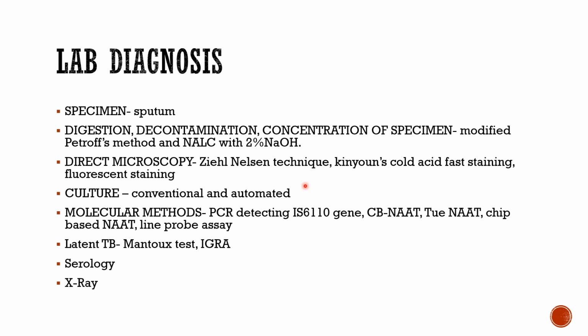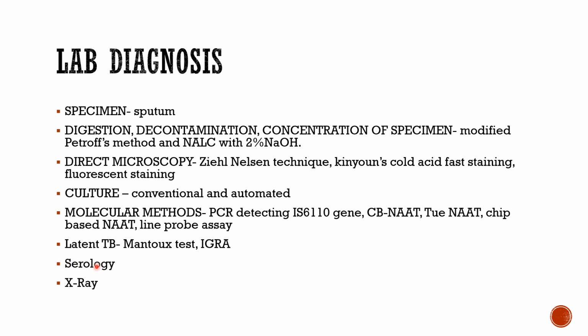Then we have the culture identification method by Maltitov method. Antigen detection is done by ICT. Next, we have the molecular methods. For molecular methods, we'll be using PCR detecting IS 6110 gene, CB-NAT, then TrueNAT, chip-based NAT, and line probe assay. CB-NAT is the most commonly used method now for detecting, because CB-NAT is also known as Gene Expert, and TrueNAT. These both take just 2 hours to detect the mycobacterium presence, unlike the Lowenstein-Jensen medium.